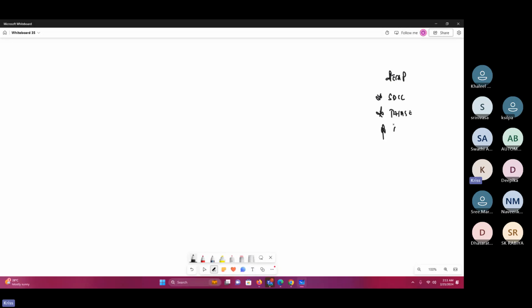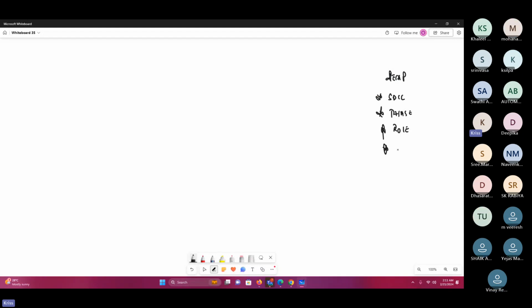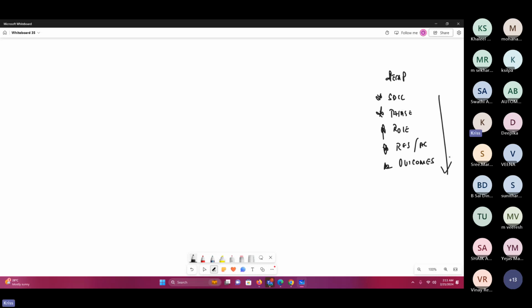What the roles involve in this particular phase, what their responsibilities or activities are, and what the outcomes of this phase are. So these are the things we discussed yesterday.